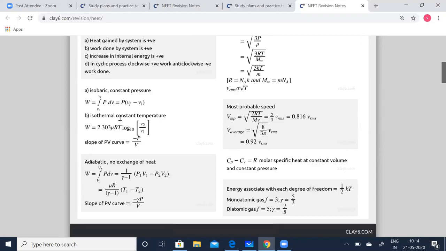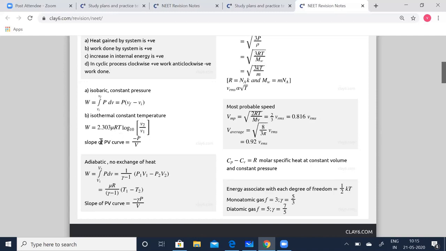Isothermal changes are at constant temperature. The temperature is not allowed to change here. So W, the work done, is equal to 2.303 μRT log of V2 by V1, base 10. Here we are converting to the natural logarithm from base 10. V2 is the final volume and V1 is the initial volume.